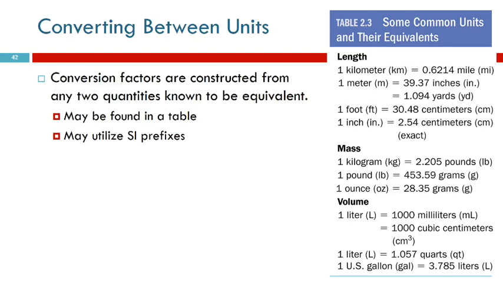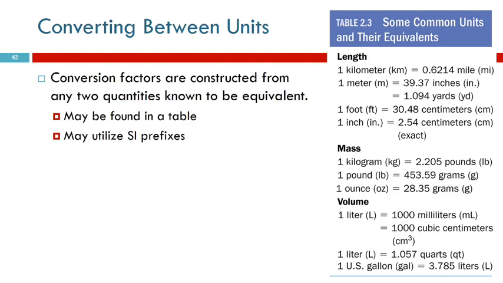Conversion factors are constructed from 2 quantities that are known to be equivalent. So you can find these in a table. Here's a helpful table from your book. If you need to know the relationship between kilometers and miles, there it is. 1 kilometer is 0.6214 miles. That gives the relationship between those 2 units. So those are useful.